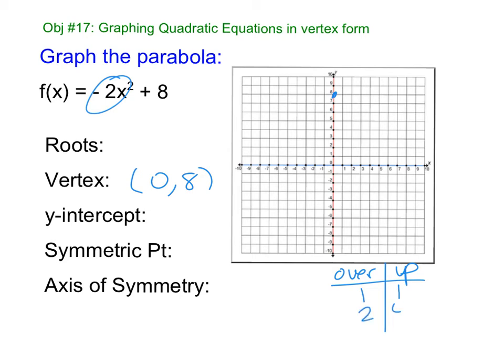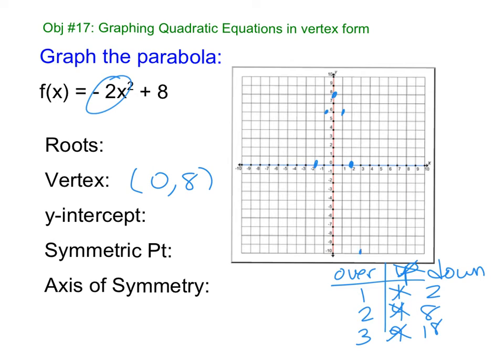1, 1, 2, 4, 3, 9. These are multiplying by 2, so 2, 8, 18, and we're changing it to down. Some kids like to put it negative 2, negative 8, negative 18. You can do that. I just think of it as going down. Over 1, down 2, over 2, down 8. So I have nice roots here.